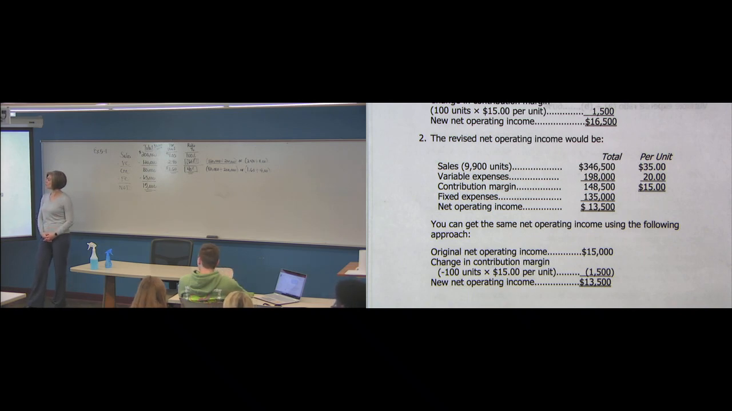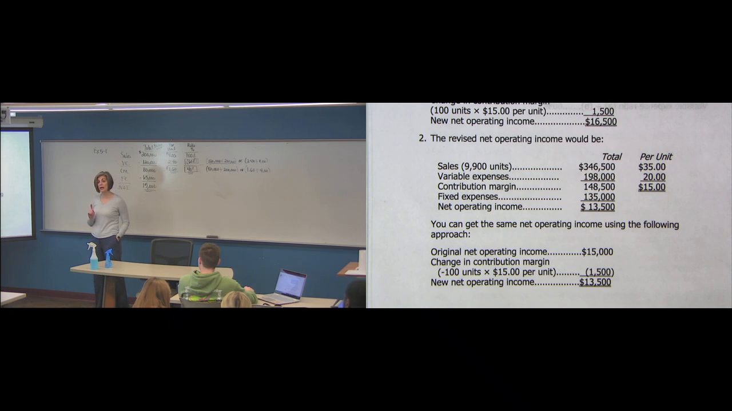So then your contribution margin is also going to fall. And again, 15 times 9,900. Fixed expenses don't change. Doesn't mean they can't, just in this problem they weren't changing. So net operating income is now 13,500, which is a decrease, right, from the original of 15,000 down by 1,500.